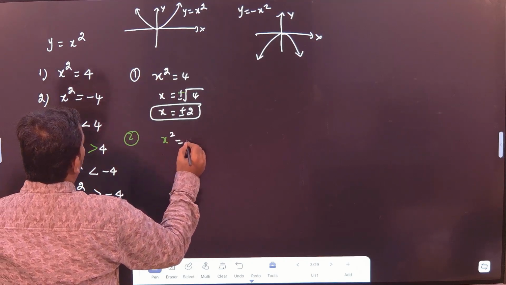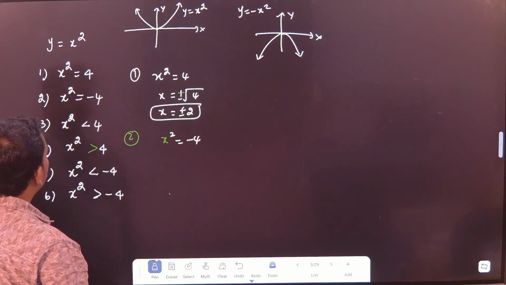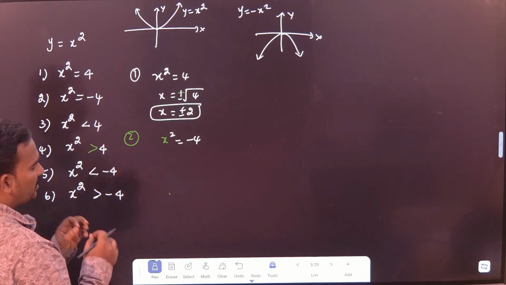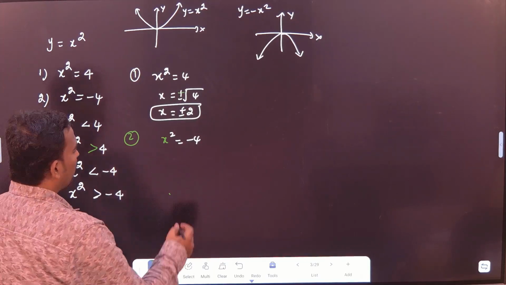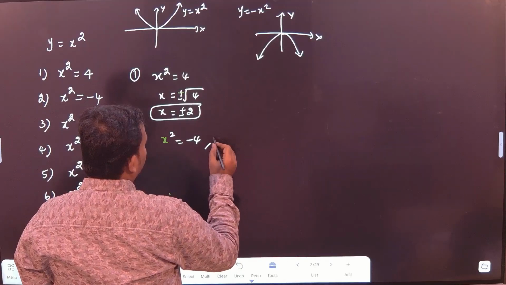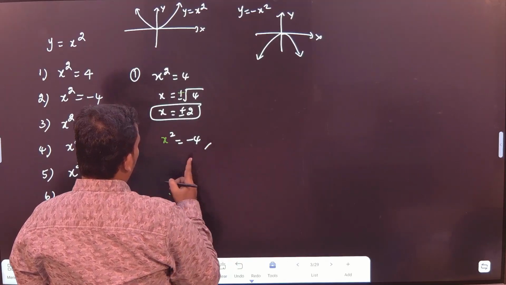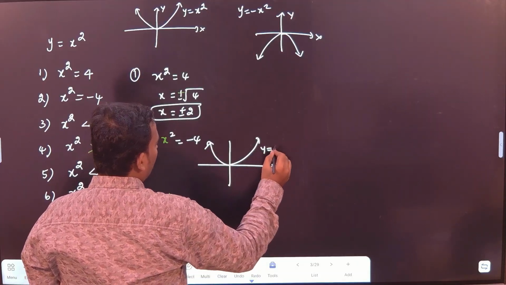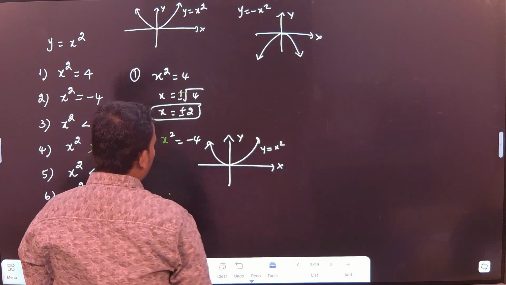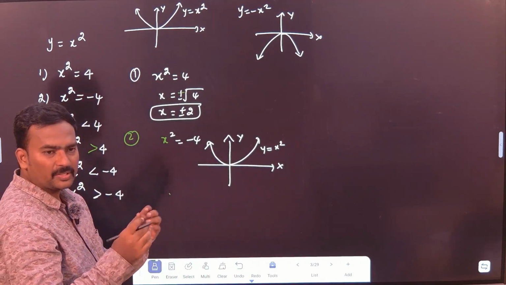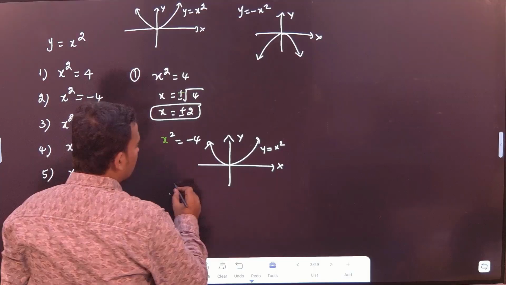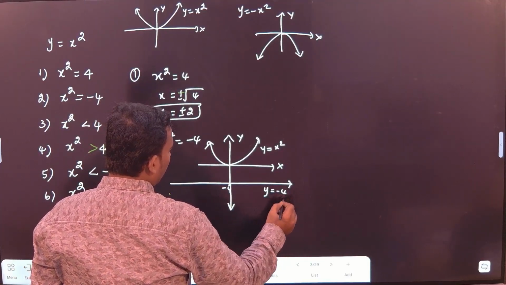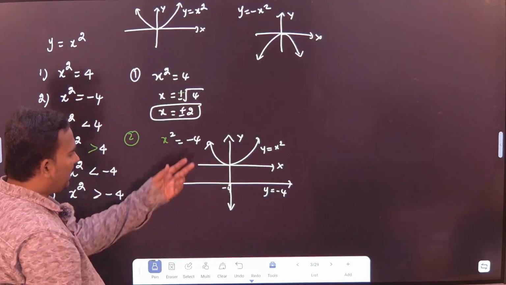Let's take the second one. x square is equal to minus 4, right? This is one way. You can see, student, x square is equal to minus 4 is not possible. Y is equal to x square, the x square graph, you know, passes through the origin. And y is equal to minus 4 is parallel to the x-axis, right? So y is equal to minus 4 you can take. This is minus 4. Clear? Is there any intersection?